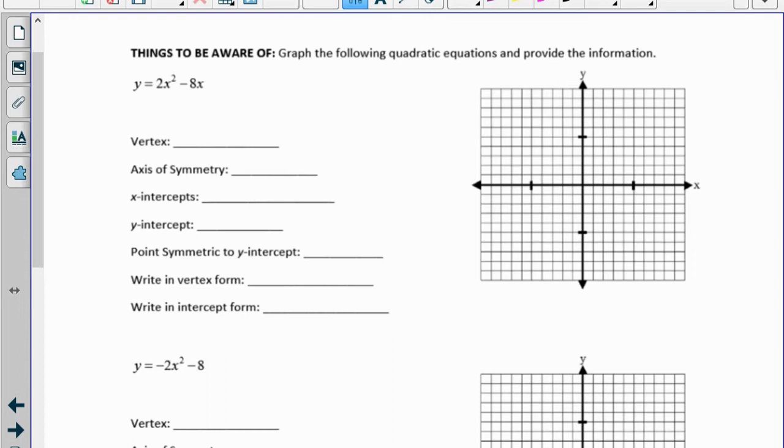These three are things to be aware of. So we're going to do three problems where they're a little bit trickier than some of the normal problems that we do. First problem will be y equals 2x squared minus 8x.